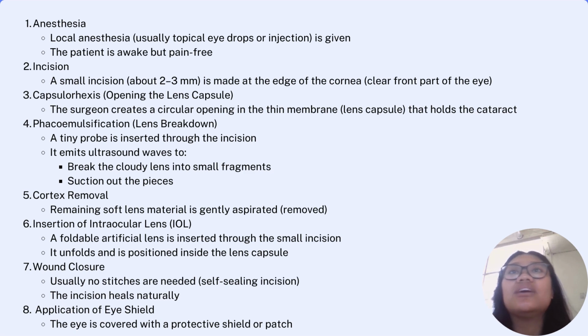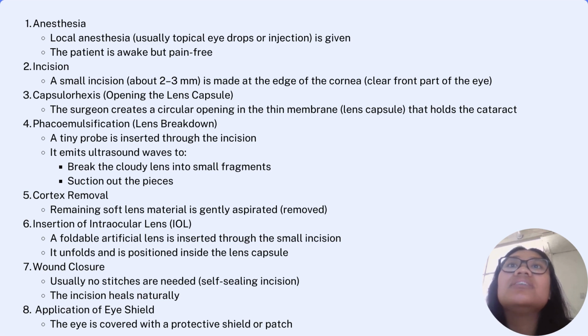Third is the use of capsulorhexis, which is the procedure for opening the lens capsule. The surgeon creates a circular opening in the thin membrane that holds the cataract. Fourth is the phacoemulsification. A tiny probe is inserted through the incision, and then it emits ultrasound waves to break the cloudy lens into small fragments and suction out the pieces. Fifth is the cortex removal. The remaining soft lens material is gently aspirated.